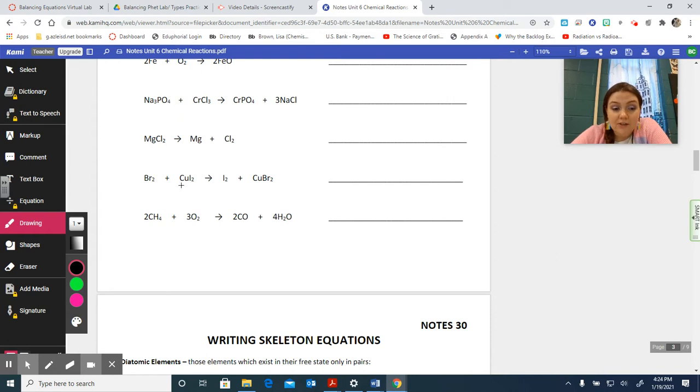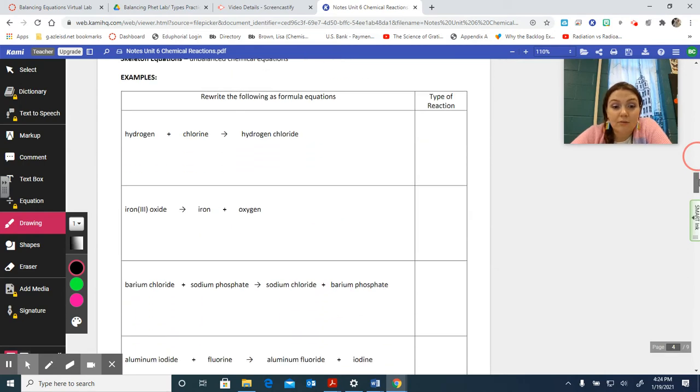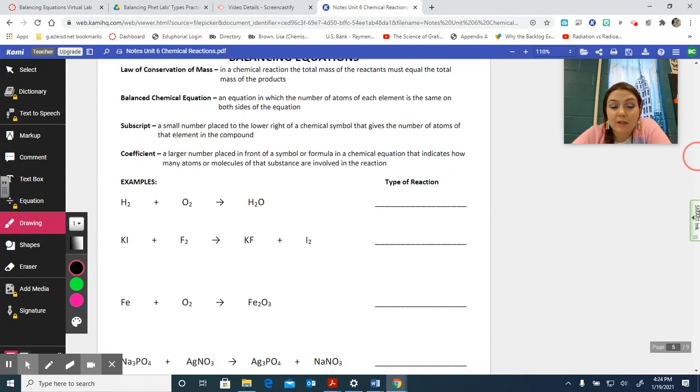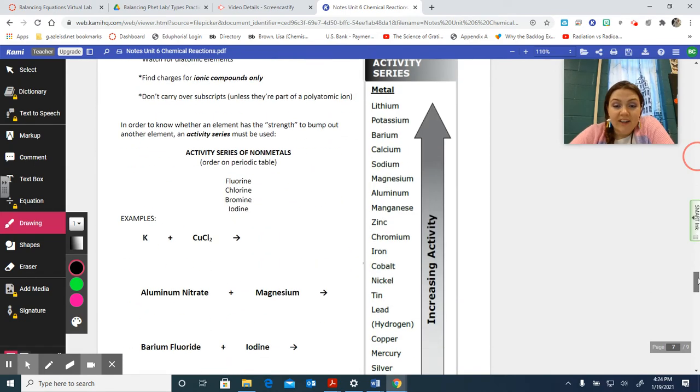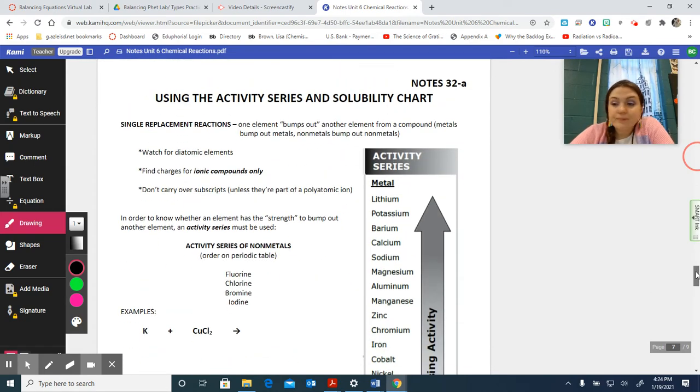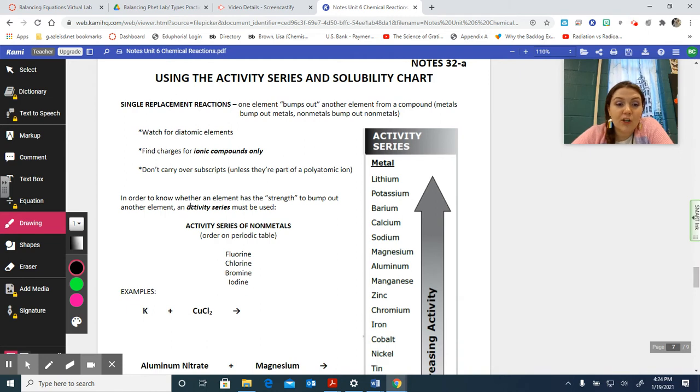So I have a single on both sides, and the single replaces and kicks out the one it's most like. If it's a non-metal, it's going to kick out the non-metal, which is always written second. If it's a metal, it's going to kick out the metal. All right, so that's a single replacement reaction. We've been talking about that for about two and a half weeks now. We're at the end of our notes, 32A, and then we'll have 32B, and that's it. Single replacement reactions are literally all we're going to talk about today.